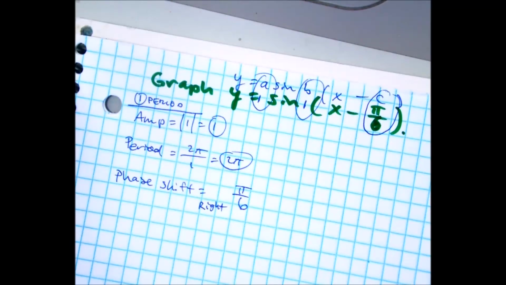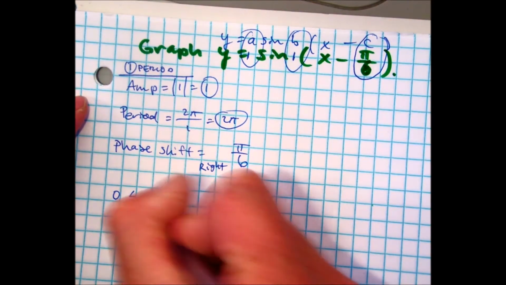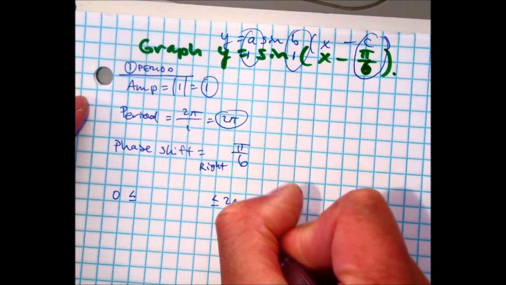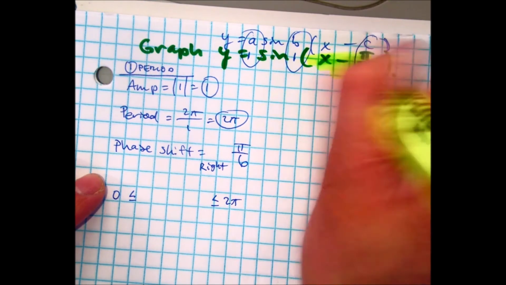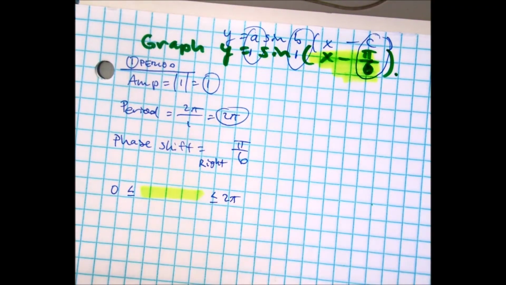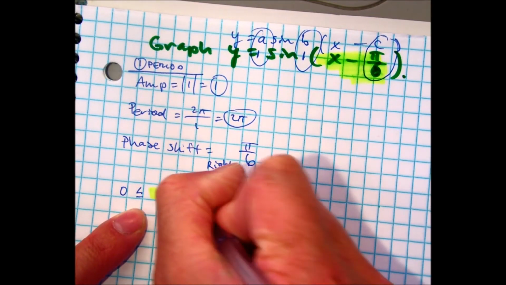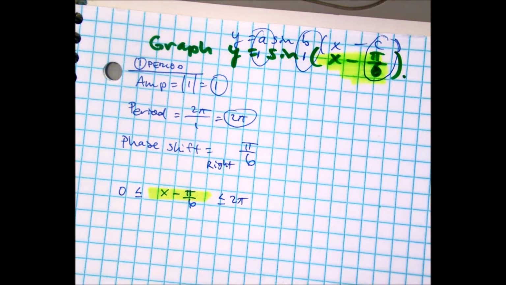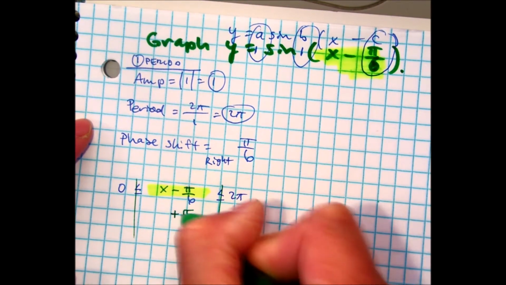Now here's the new part. You're going to put it between 0 and 2 pi. Everything in here, you're going to put x minus pi over 6. And here, you're just going to solve the inequality. So I'm going to add pi over 6 to all the columns.